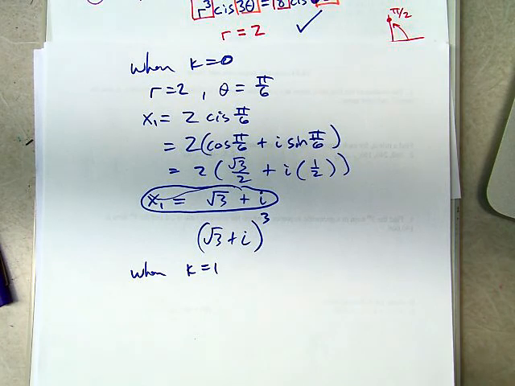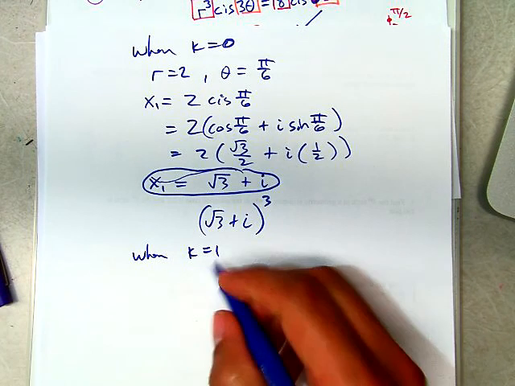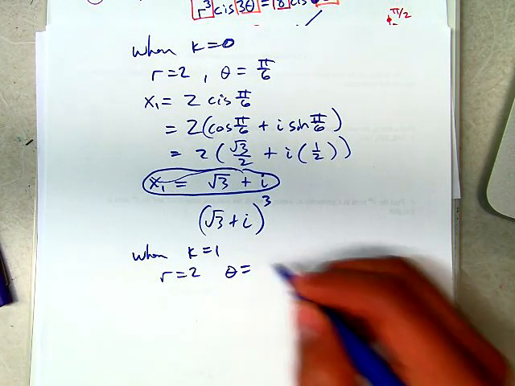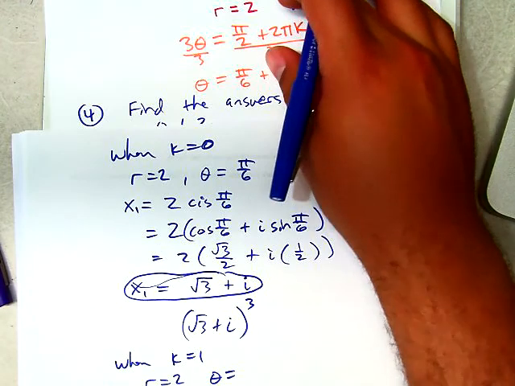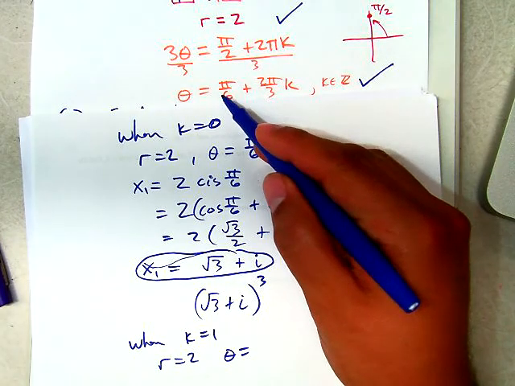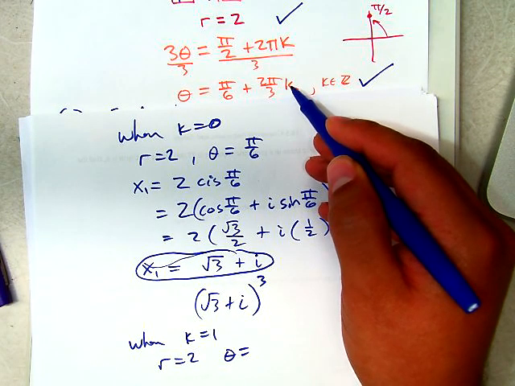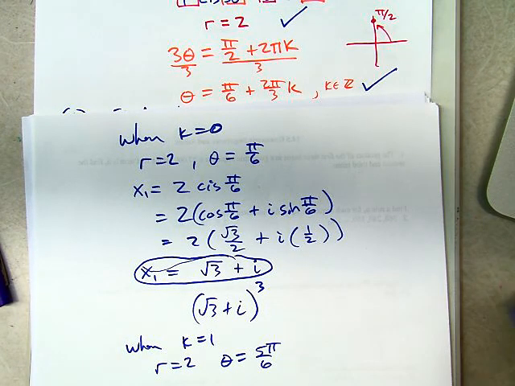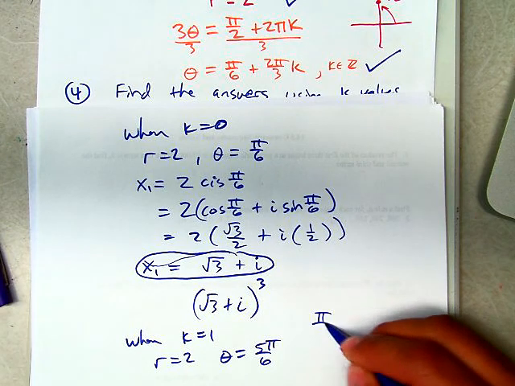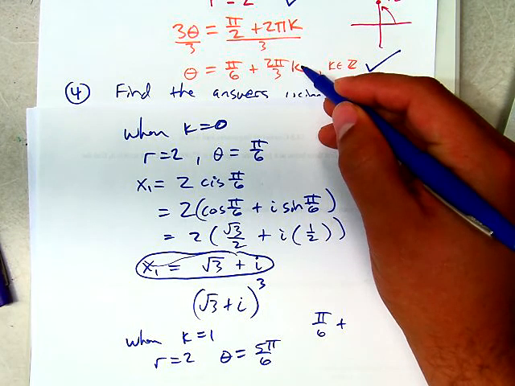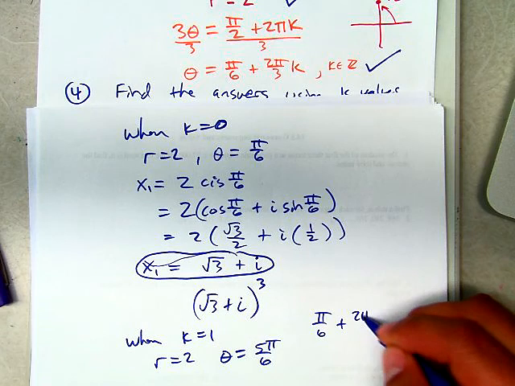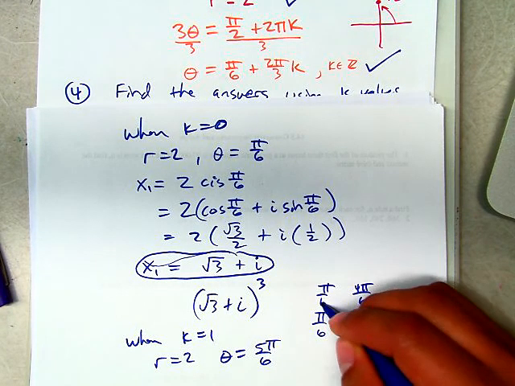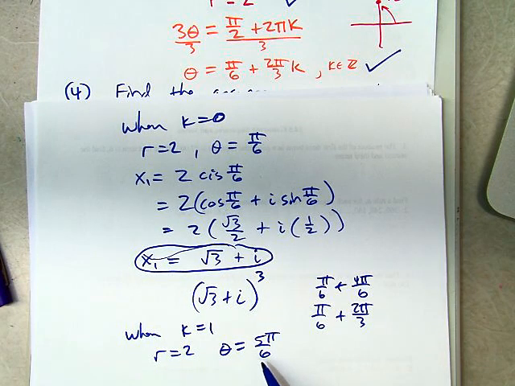I use 1 for k. So now when k is 1, r is still 2, that never changes. But now what's theta going to be? Let's go back to my theta equation. Theta was pi over 6 plus 2 pi over 3 times whatever k was. Everybody agree? So we're doing pi over 6 plus, if k is 1, then I'm going to add 2 pi over 3, right? Which is the same as 4 pi over 6 if you get a common denominator. So there's where we get 5 pi over 6 from.